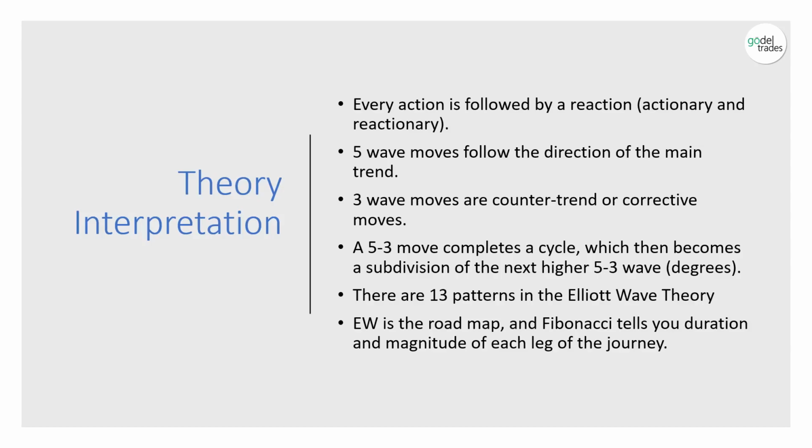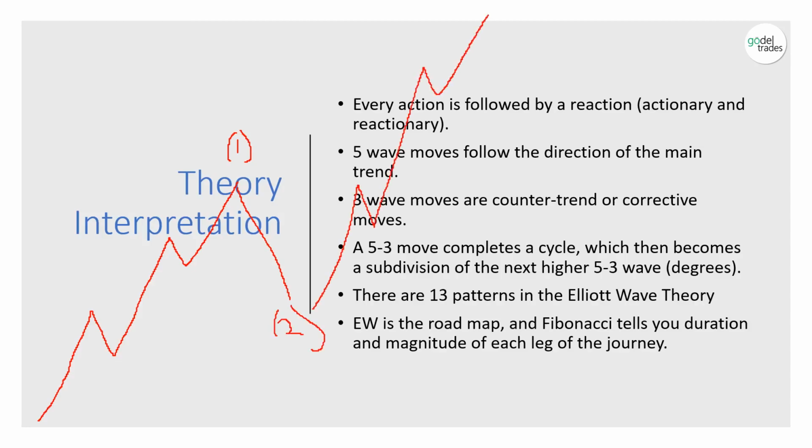A bit about wave theory interpretation before we get started. Essentially, every action is followed by a reaction. So you have actionary and reactionary movements within the wave theory. A 5-wave move follows the direction of the trend of one higher degree. Okay, so you've got a nice 5-wave move that's following a trend to the upside of one higher degree. So this 5-wave move here makes up wave 1. Then you have a nice 3-wave pullback. That makes up wave 2.